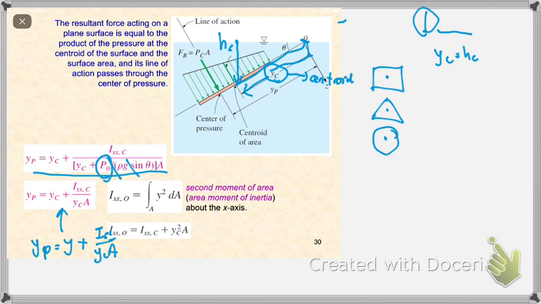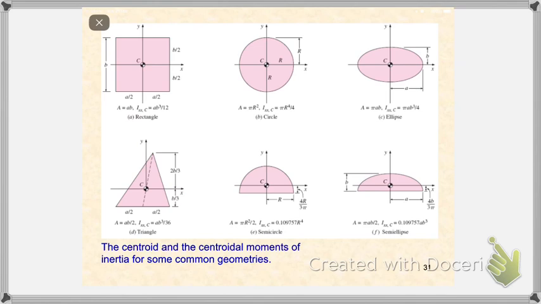This second moment of inertia, second moment of area, or area moment of inertia, can be referred to this table. Depending on your shape, you find the equation for your centroidal moments of inertia from this table. We take one case to show an example of how you use the equation.